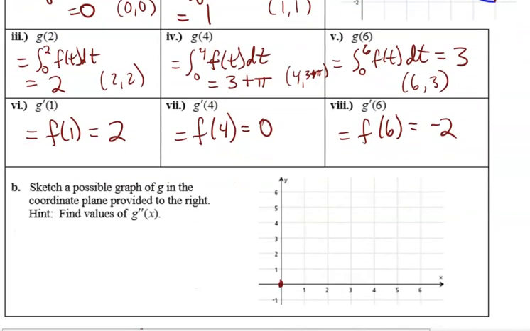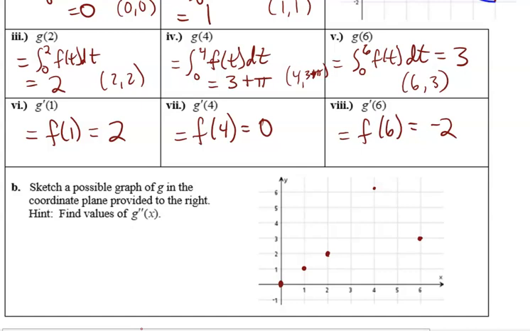So we have a point at 0, 0 on g. We have a point at 1, 1. We have a point at 2, 2. Okay, and then we have points at 4 comma 3 plus pi, so that'd be 6.14. So 4 comma 6.14, just a little bit above there, and then 6 comma 3. Okay, now we can't just connect all of this linearly, which is why it's also telling us to look at the second derivative.